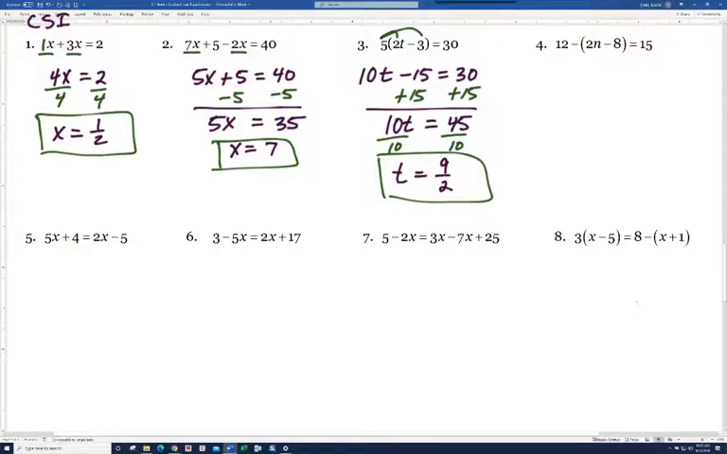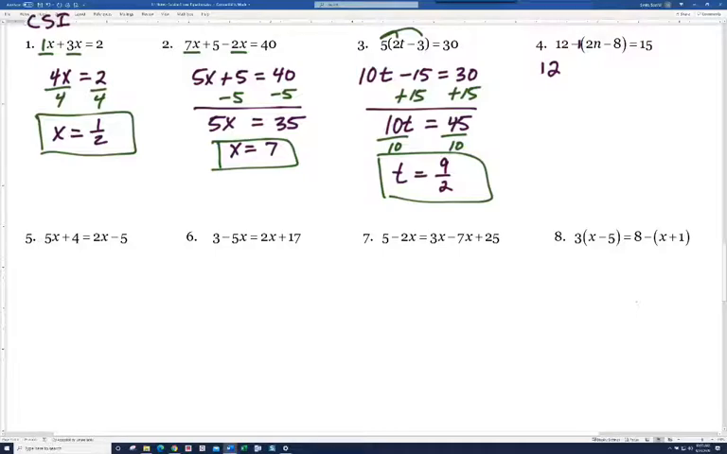All right, on number 12, you're going to have to deal with that parentheses there. So first of all, let's bring the 12 down, and we're going to distribute a -1. So really, you could think of this as plus, so 12 plus -1 times what's in the parentheses. We're just distributing a -1.